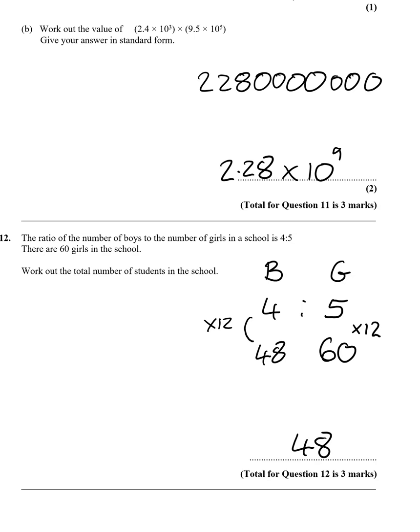Oh, no, that's not what the question's asking now, is it? Work out the total number of students in the school. So actually, we've got 48 boys, 60 girls, so we end up with 108 in total. Make sure you read the question.